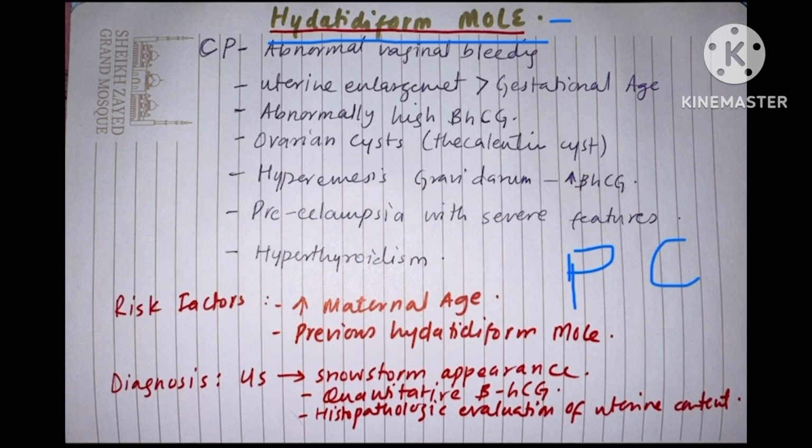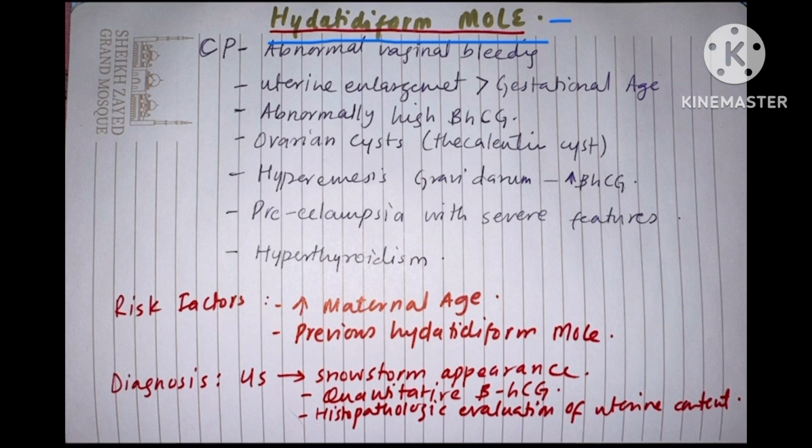In partial molar pregnancy, we have an egg which is fertilized by two sperms. In complete molar pregnancy, we have an empty egg which does not contain the maternal genetic material. This is going to be fertilized by two sperms.